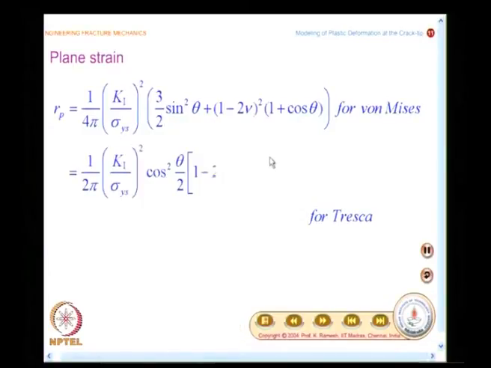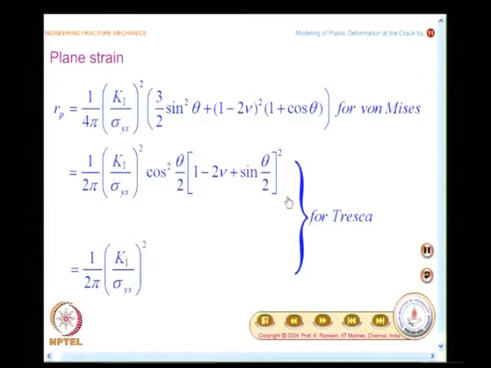And for Tresca, the expression is given for different extents of theta. So, you have this as 1 by 2 pi (k1 by sigma ys) whole square multiplied by [cos square theta by 2 multiplied by (1 minus 2 nu plus sin theta) whole square], and for theta greater than 38.9 degrees, when nu equal to 1 by 3, you have to use this expression. This is 1 by 2 pi multiplied by (k1 by sigma ys) whole square sin square theta.